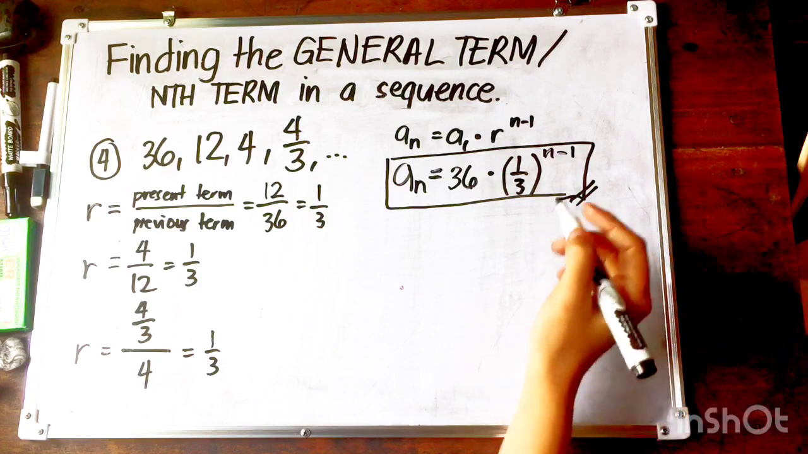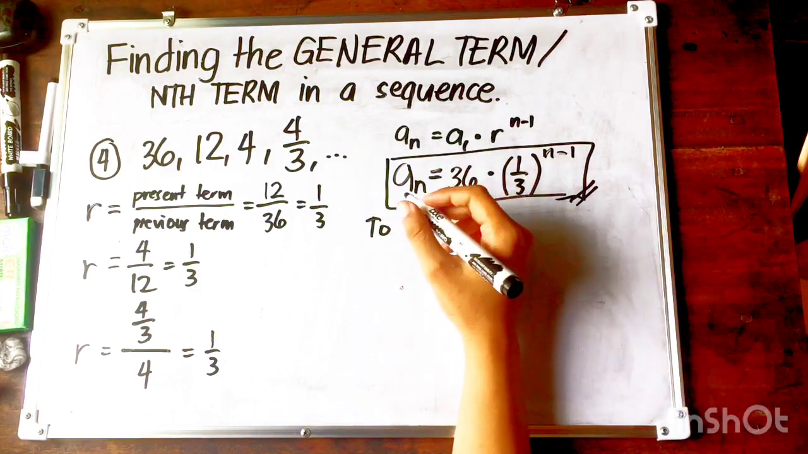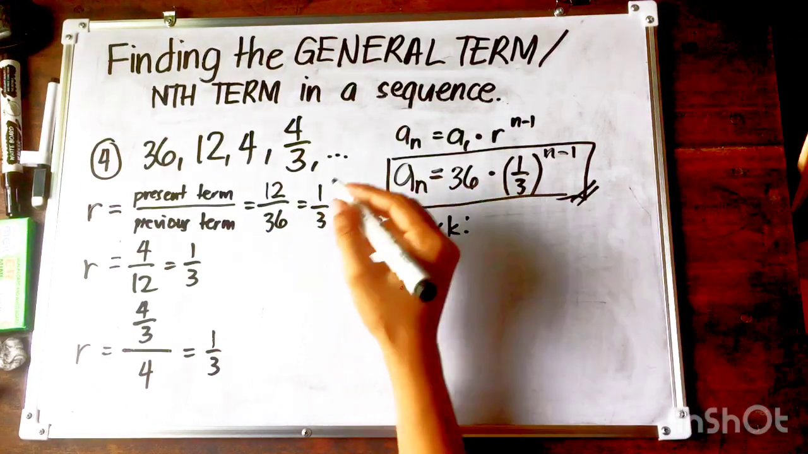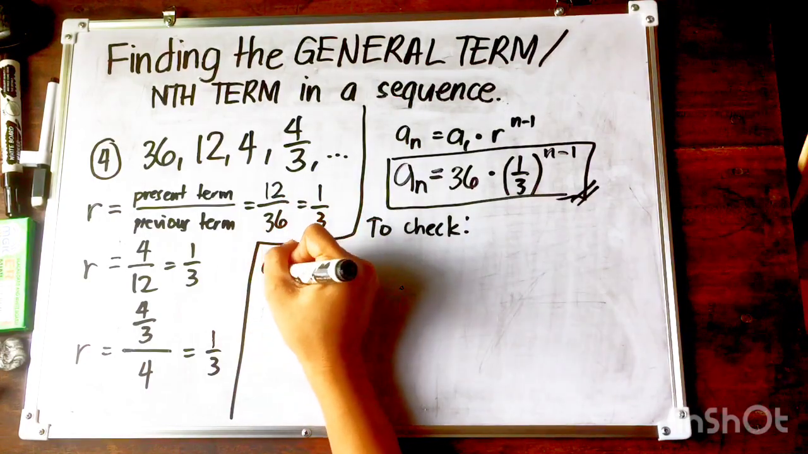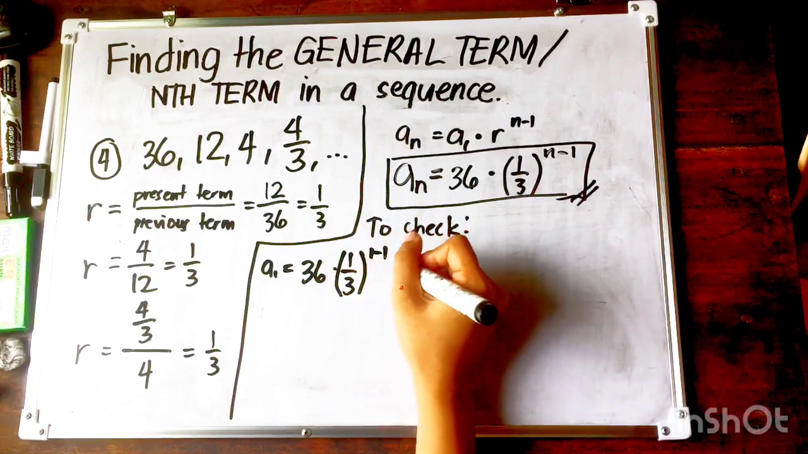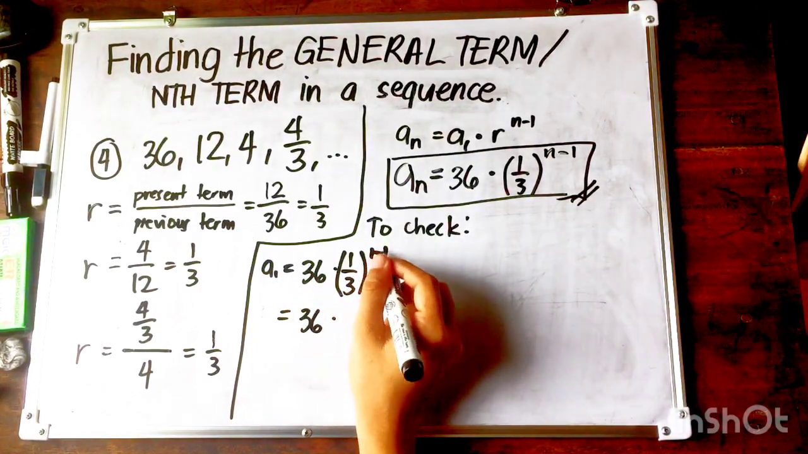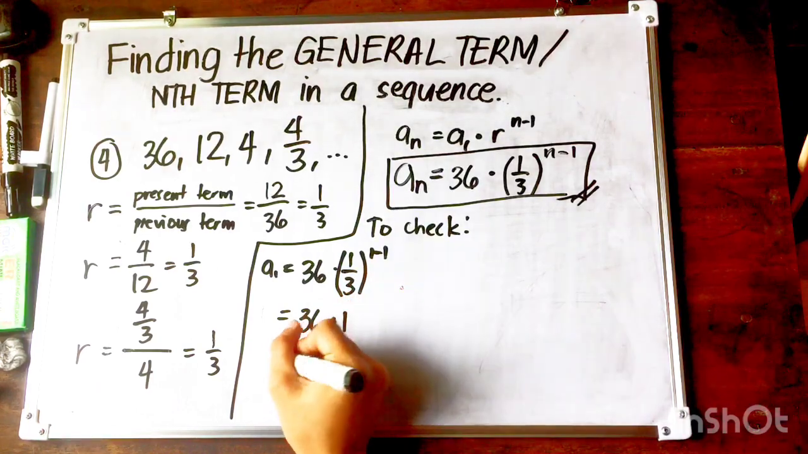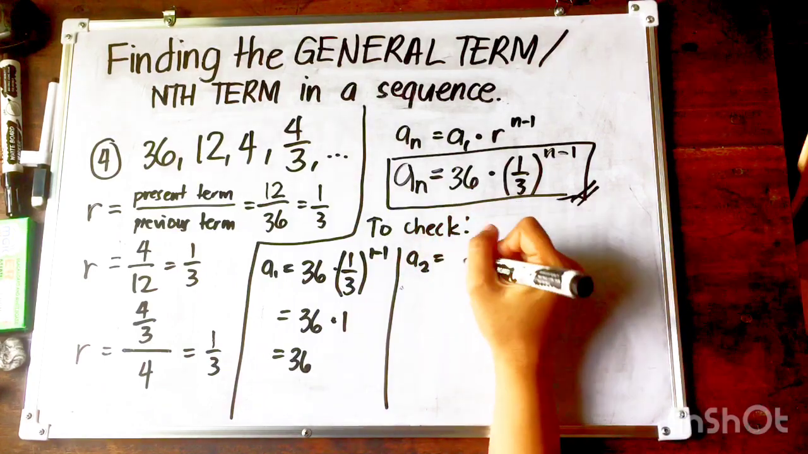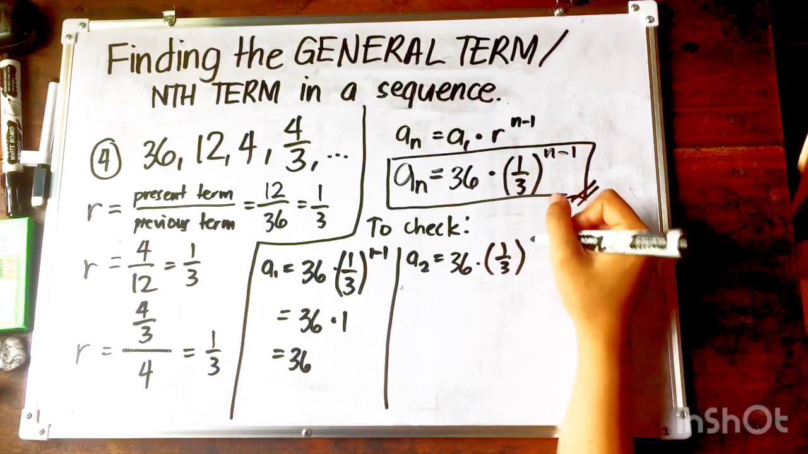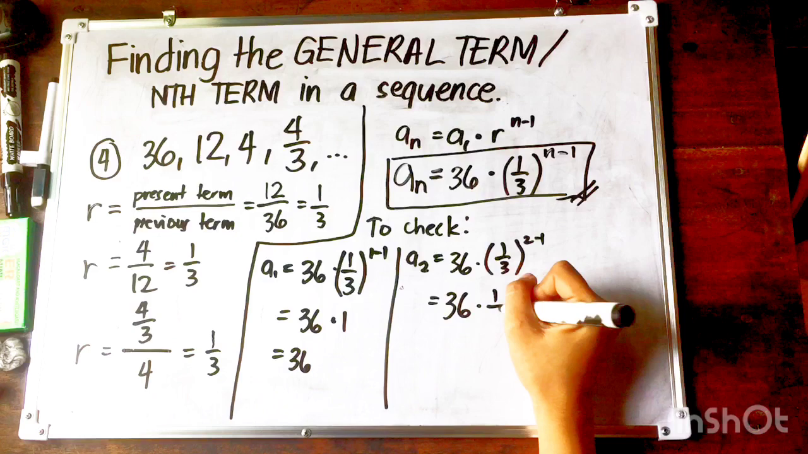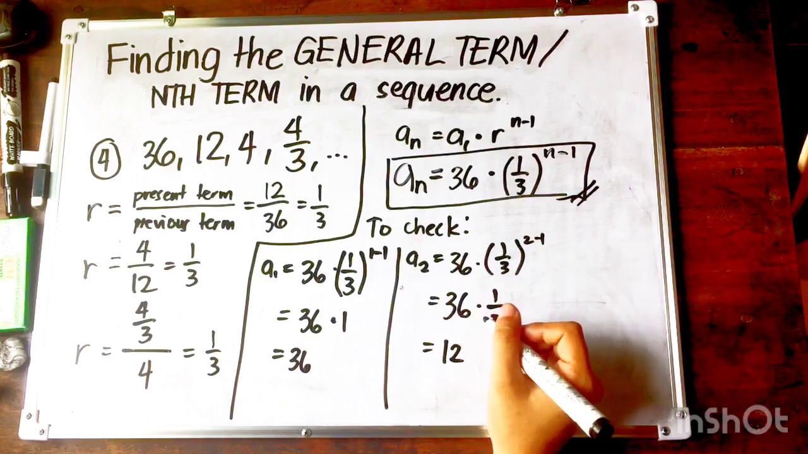So, let us check if it really works for that sequence. Let's find a sub 1. So, n is 1. So, 36 times 1/3 raised to 1 minus 1. So, that is 36. 1 minus 1 is 0. Any number raised to 0 except 0 is 1. So, 36. That's correct. Next, a sub 2, n is 2. So, 36 times 1/3 raised to 2 minus 1, which is 1. So, 1/3 raised to 1 is 1/3. So, that is 12. 36 times 1/3 is 12.